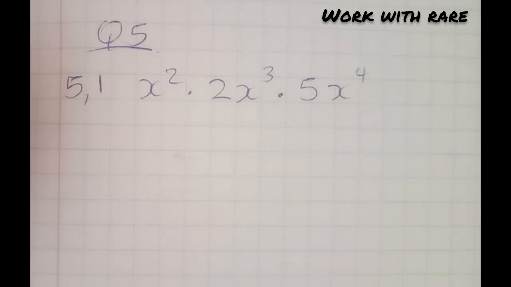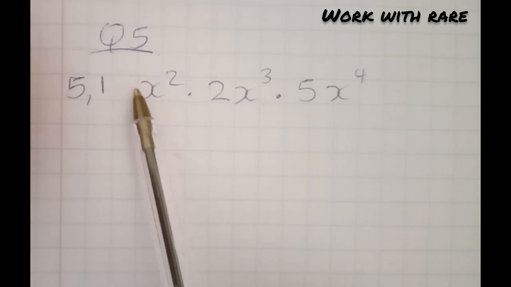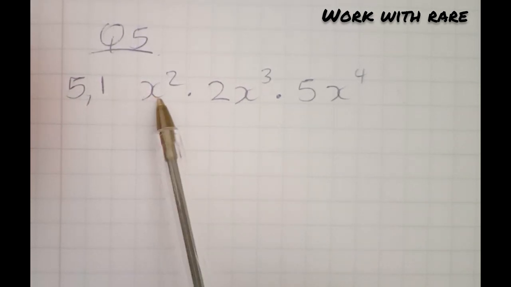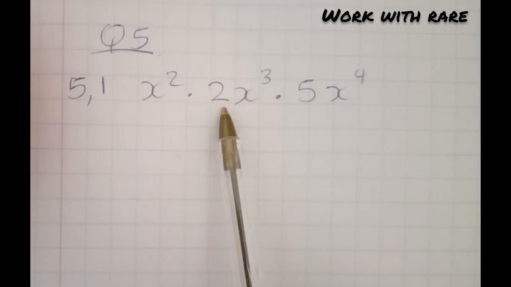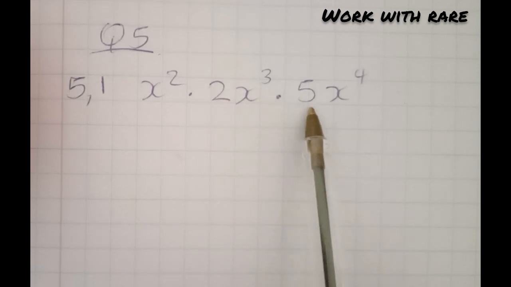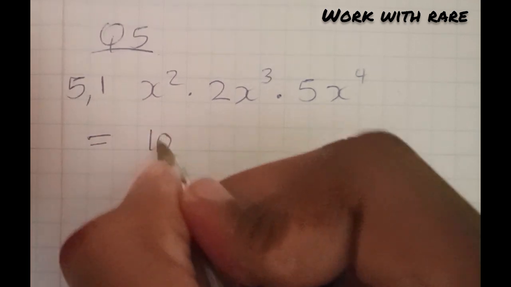Okay, so now I'm about to tell you the law of exponent. When we multiply the same base, we add the exponents. So here is the same as 1x, remember. So 1 multiplied by 2 is 2. 2 multiplied by 5, it's 10. So we have 10x.